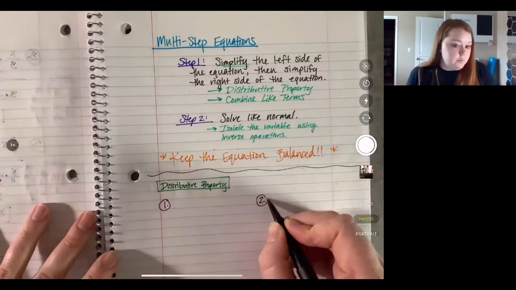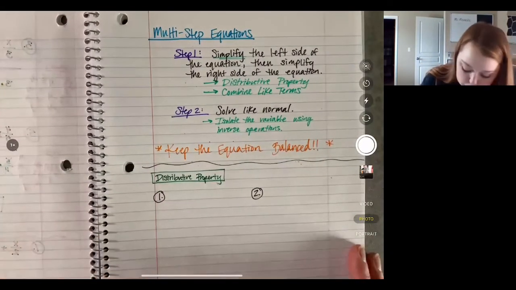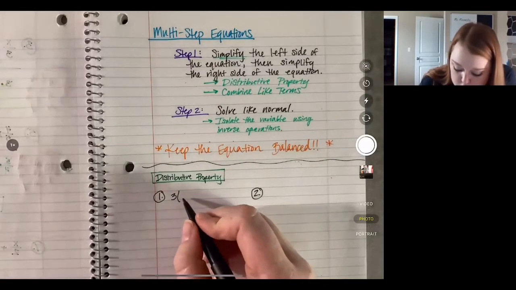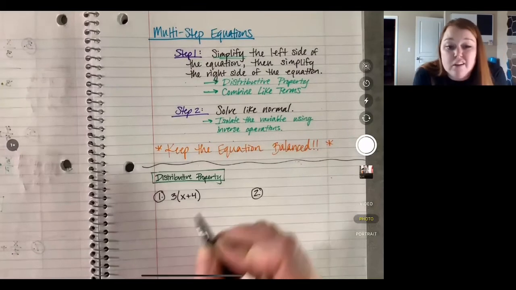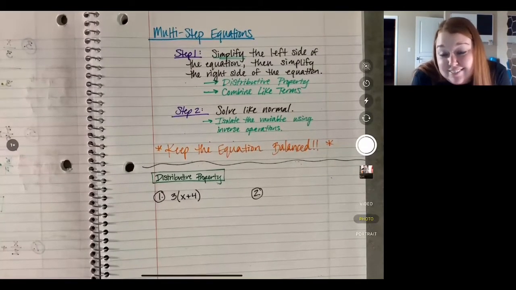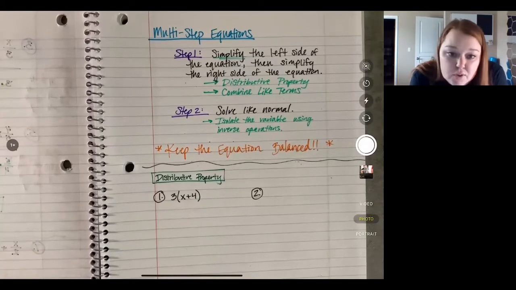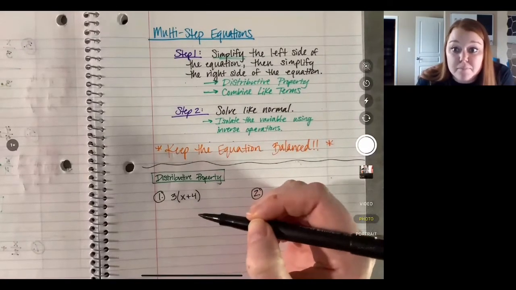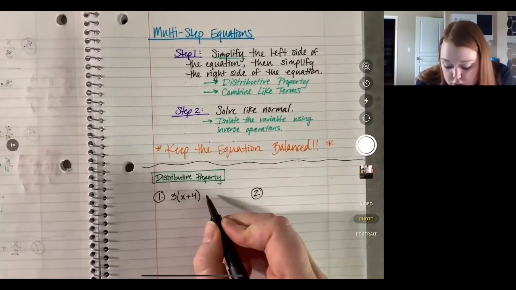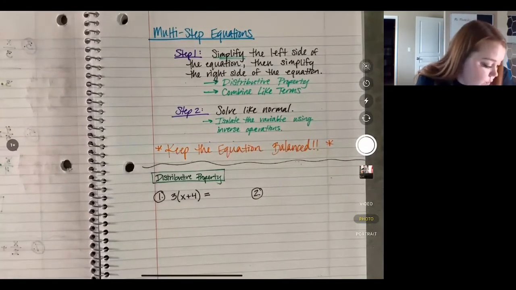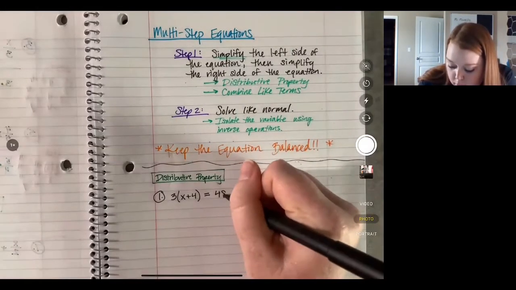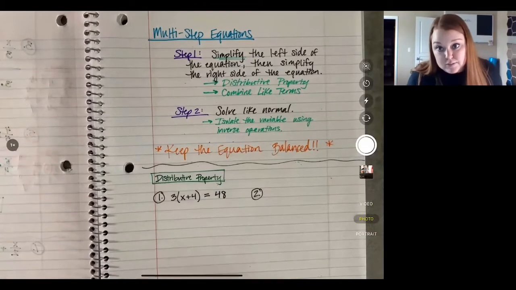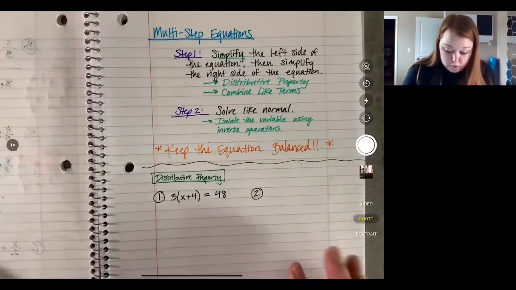Okay, here is number 1. We're going to have a 3 right next to a set of parentheses, and inside the parentheses is x plus 4. That right there is an expression, right? There's no equal sign yet. If I said go ahead and use distributive property, you would know 3 times x and then 3 times 4 drop down, right? Well, this is within an equation, so you're going to put it equal to something. We're going to set it equal to 48. Because I have that equal sign in there, now I have to solve for x in this case, okay? But we're going to follow these steps that we wrote.